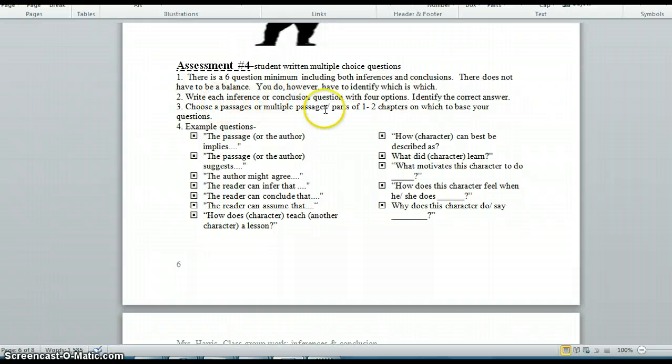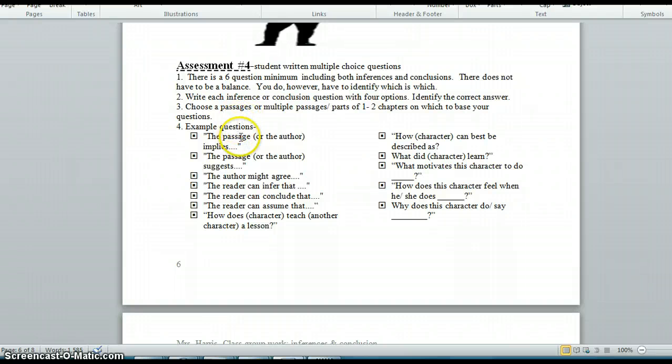Write each inference or conclusion question with 4 options. It says 4 options. I prefer 4. If you can only get 3, I understand. A, B, C, D. If you only get A, B, and C, I think you still did the job. Identify the correct answer. Choose a passage or multiple passages, 1 or 2 chapters in which to base your question. Please tell me where you got this question from. Page 1, first paragraph. Page 20, last paragraph. Try to tell me where I can look in the book.